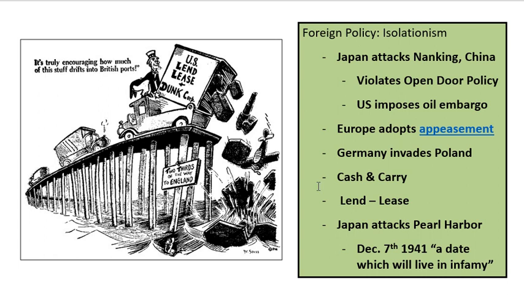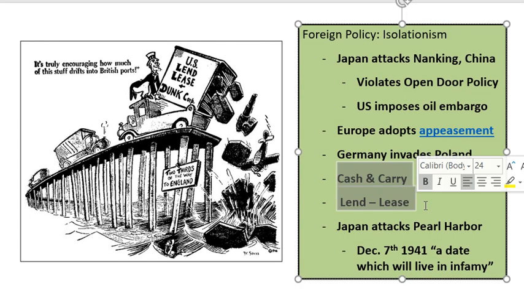These two things, cash and carry and lend-lease, definitely are what get us out of the depression because now our factories are making something, right? So here in our cartoon from Dr. Seuss, our U.S. Lend Lease and Dunk Corporation is sending all this stuff to England, okay?